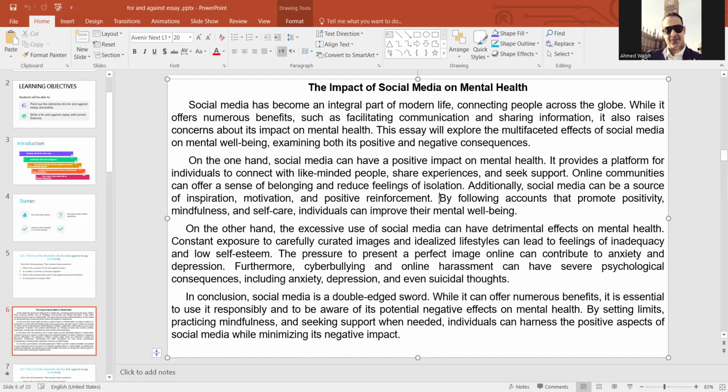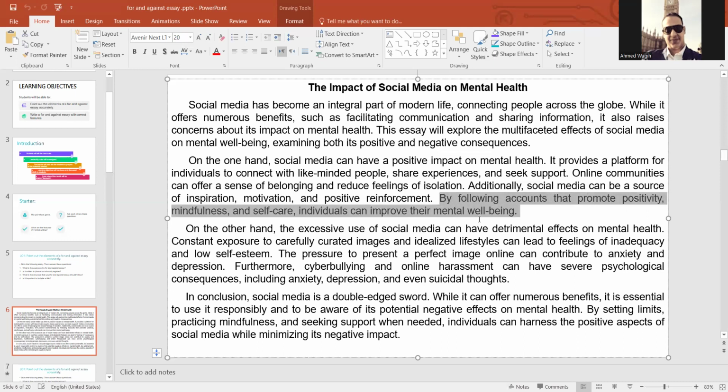For me, I would recommend putting an example here. For example, or for instance, show me some examples of motivation and inspiration that social media adds. But I wanted to show you the essay in one page. That's why I didn't make it long. I made it a short sample. But you can add an example, and you need to. You have to do it.